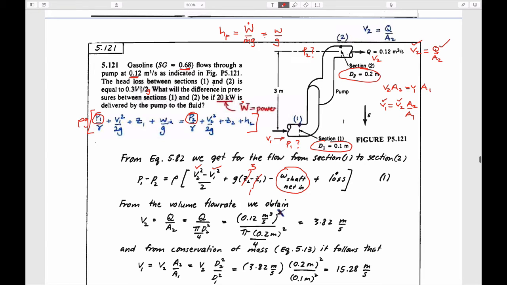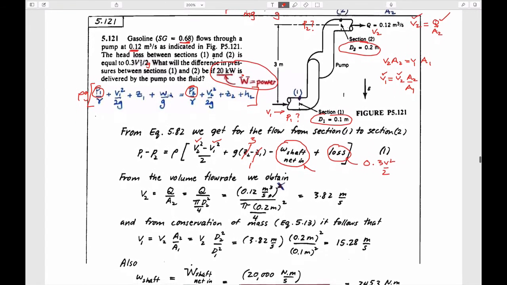And we know what the losses are because we've been given the losses in terms of this term here, 0.3 v squared over 2. And we know what the net shaft work in is because we've been told that it's 20 kilowatts, except 20 kilowatts is uppercase W, not lowercase w. And so that's something we have to account for.